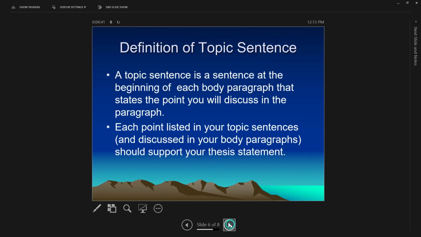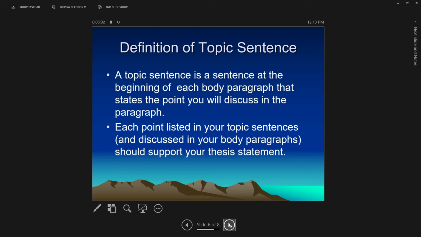So, moving on to topic sentences. A topic sentence is a sentence at the beginning of each body paragraph that states the point you will discuss in the paragraph. Each point listed in your topic sentences and discussed in your body paragraph should support your thesis statement. So, basically, a topic sentence is like a little mini thesis statement of every paragraph.